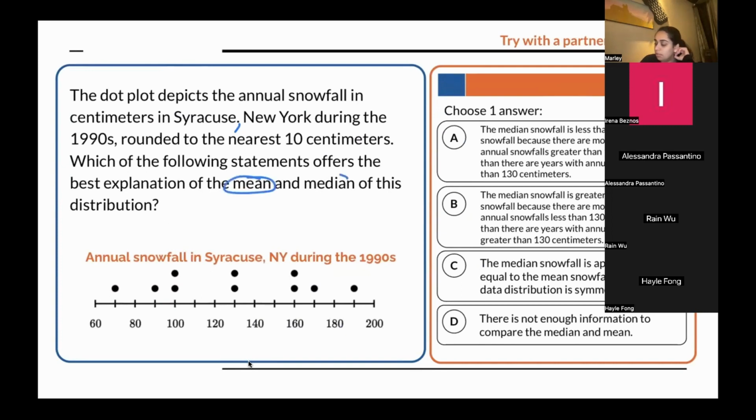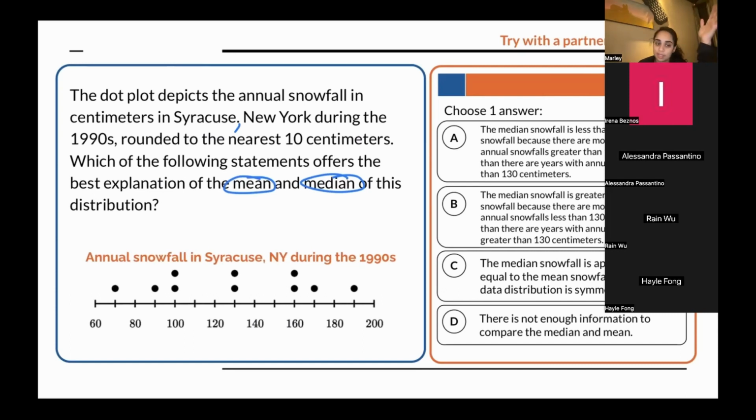Okay, what is the mean? What is the median? And before we look at these dots, if I look on the right, I can see answer choice A, median snowfall is less than the mean, okay, because it says the annual snowfall greater than 130 centimeters, and there's years where it's less. Then it says the median snowfall is greater than the mean because 130. So 130 centimeters is important. And then I see C says they're the same, and D says there's not enough information.